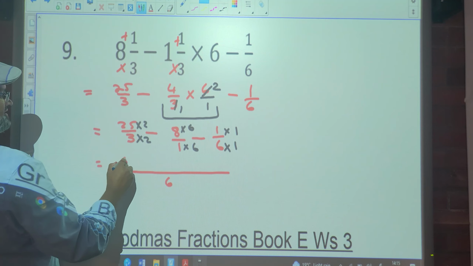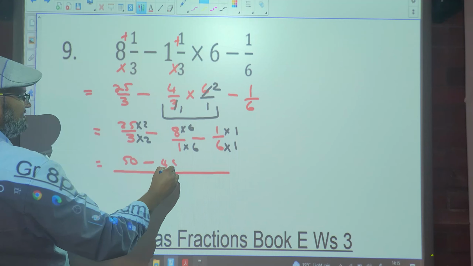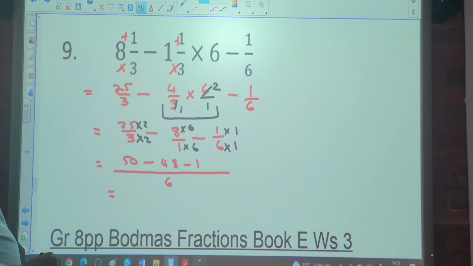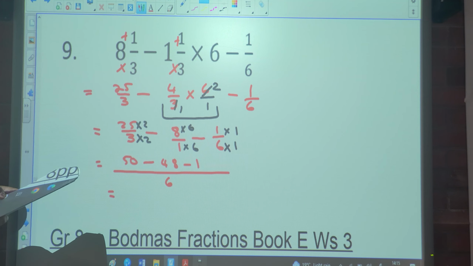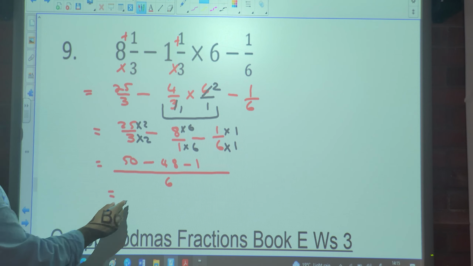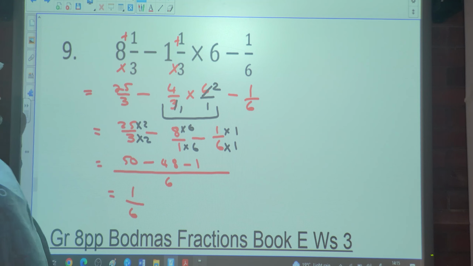25 times 2 is 50, minus 48, minus 1. What's 50 minus 48? 2. And 2 minus 1? 1. So 1 over 6 is the answer to number 9. Any confusion there? All with me?